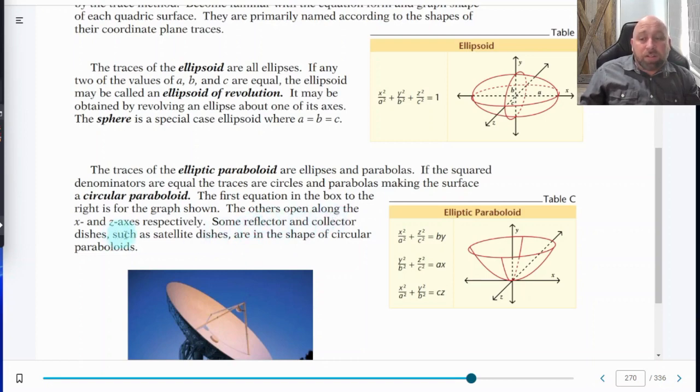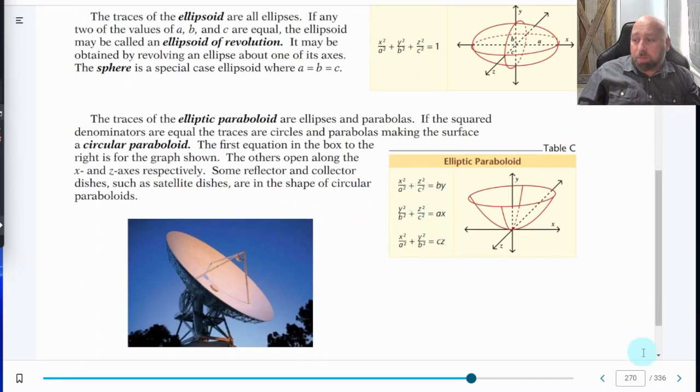They give you some examples down here, but some reflector collector dishes, such as satellite dishes, are in the shape of a circular paraboloid. Another thing that I think of is a baseball cap. It's like a paraboloid. Now, it has a bill off the front of it, but the thing that actually sits on your head is like an elliptic paraboloid. So yeah, you see these different things in nature, and man-made things as well. So table C, elliptic paraboloid.